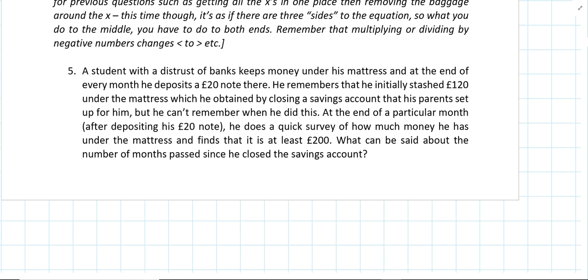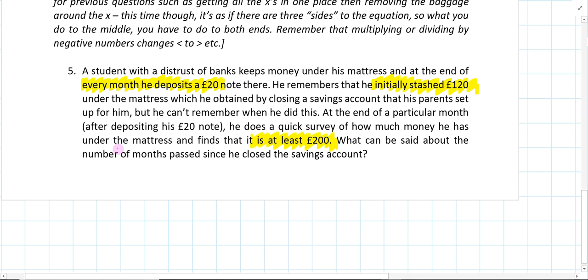So work it out. Which words matter? Every month. So at the end of every month, he deposits a £20 note. At least. He remembers that he initially stashed £120, but he can't remember when he did this. At the end of a particular month, after depositing his £20 note, he does a quick survey and finds it is at least 200.